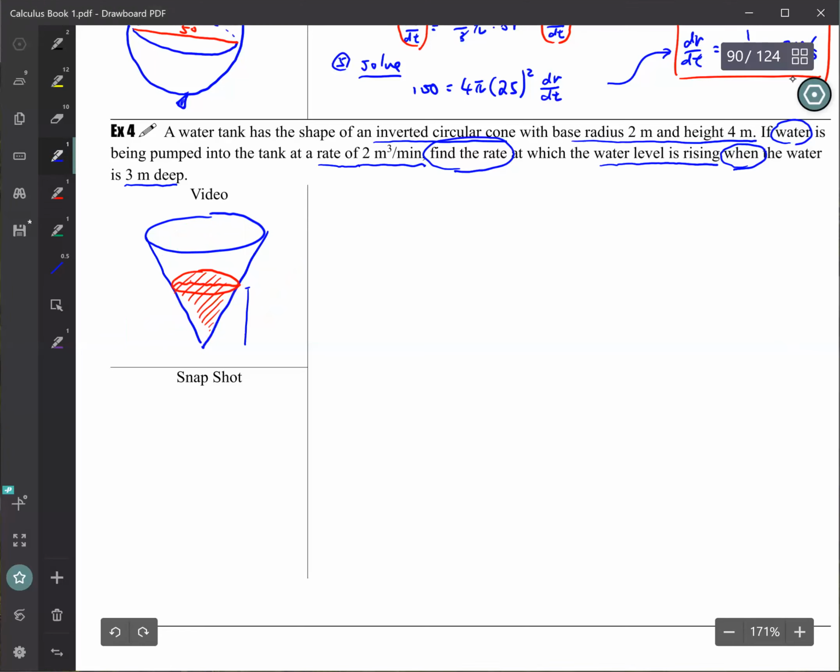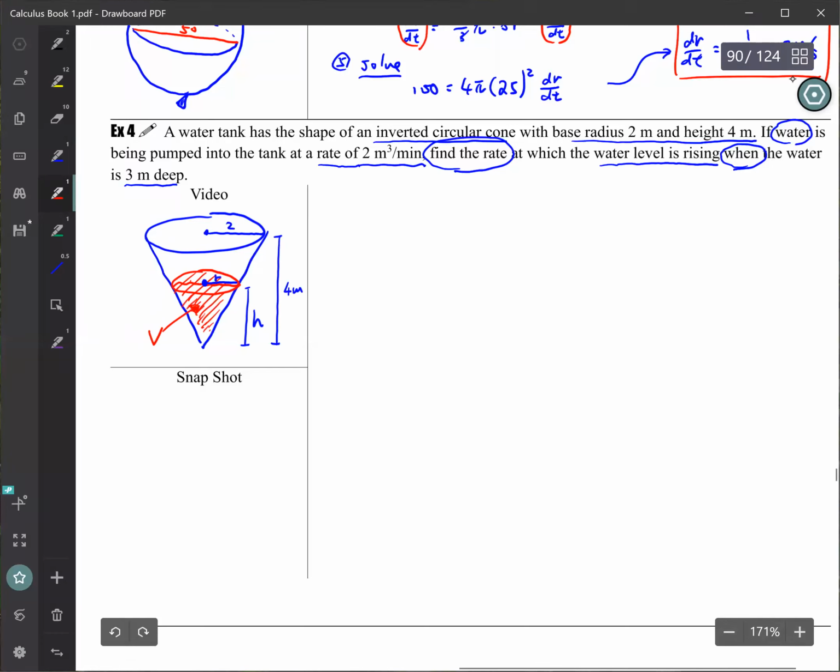This part is the height. Here is the R, right? And then the radius of the container is fixed at 2, and the height is 4. Okay, and then we have R and H, and then of course the volume of the water is also changing. So that's V.